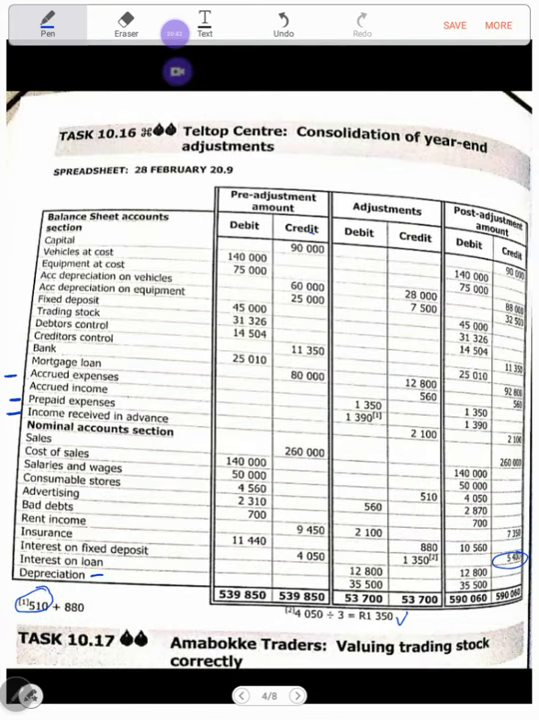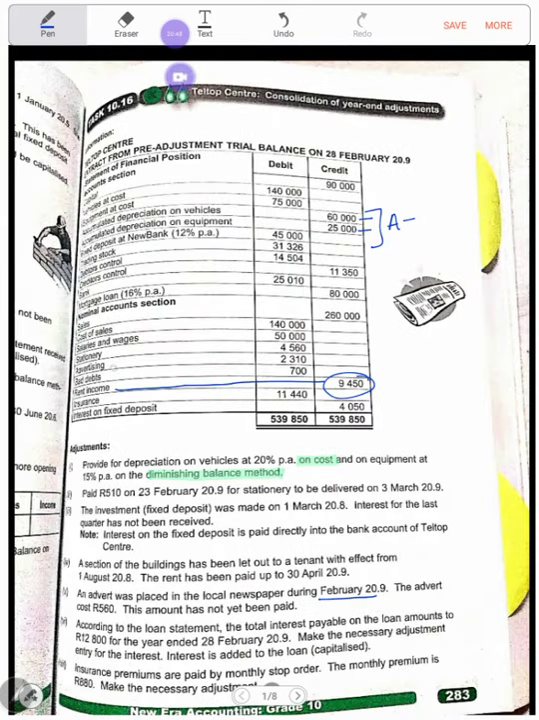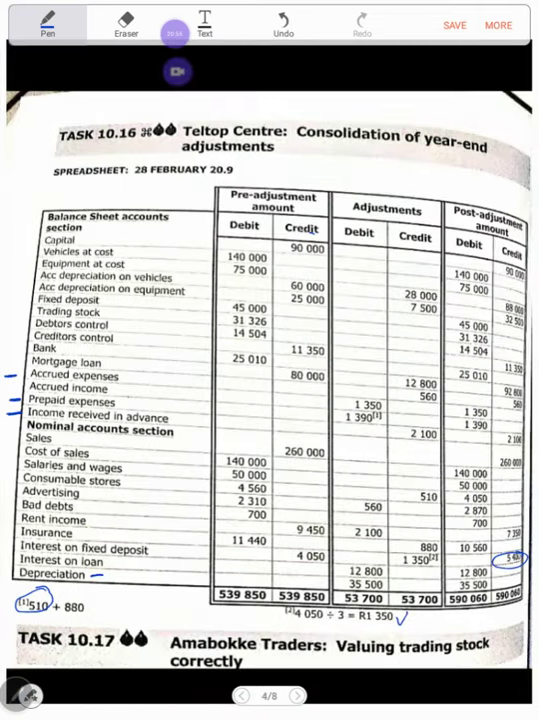Oh no, we have to adjust the actual advertising. So for advertising, how much have I paid in my pre-adjustment trial balance? Our advertising is 2,310 Rand. There's the debit, it's an expense, so we debit expenses. I still haven't paid for 1 month, which was for 560. So how much in total have I paid for advertising in my financial year? 2,310 plus the 560. I supposed to be owing 2,870 bucks.